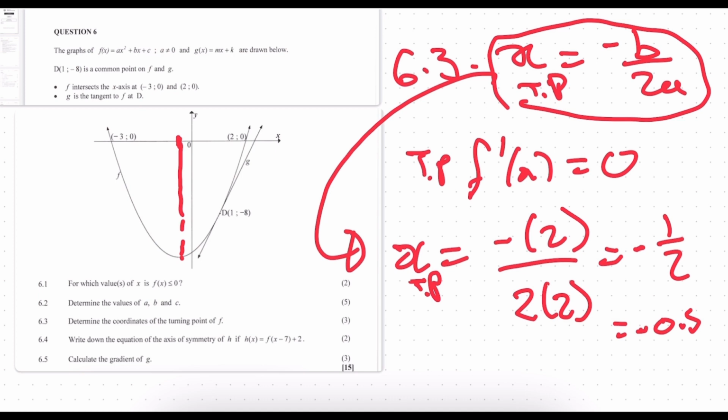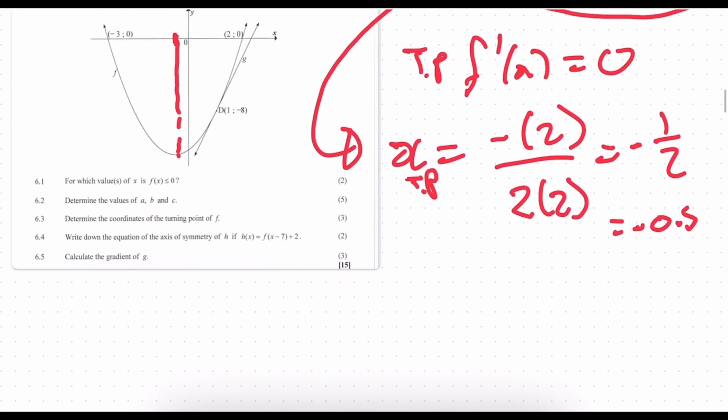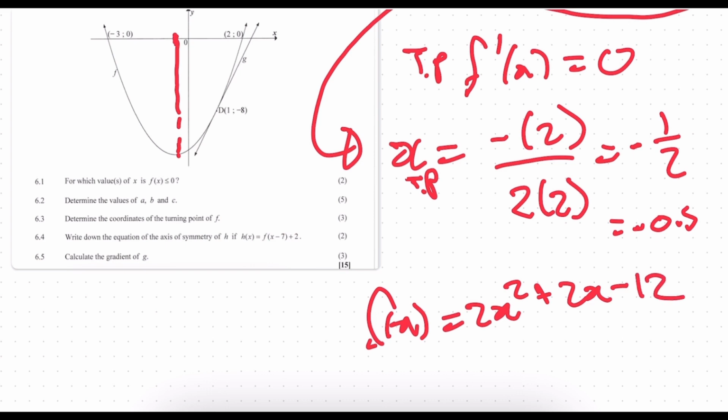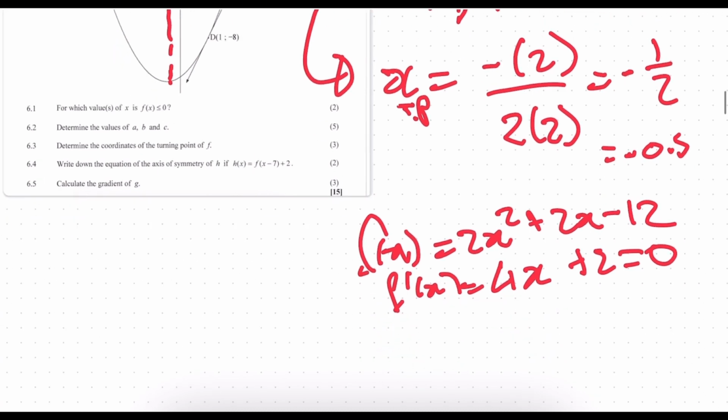Okay, let's solve it again using the derivative method. You know that your f of x is equal to 2x squared plus 2x minus 12, right? What is your f prime in this case? You literally have 2 times 2, that's your 4x, plus 2. Then you equate this to 0, because at the turning point your derivative is 0, right? Then you solve for x from here.